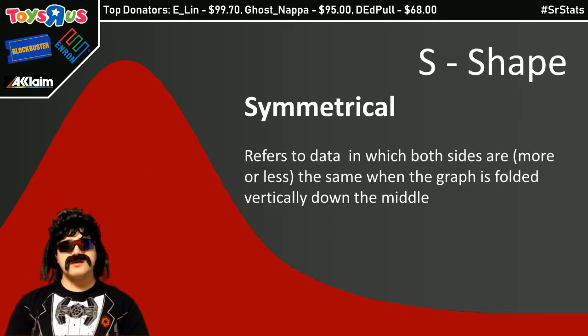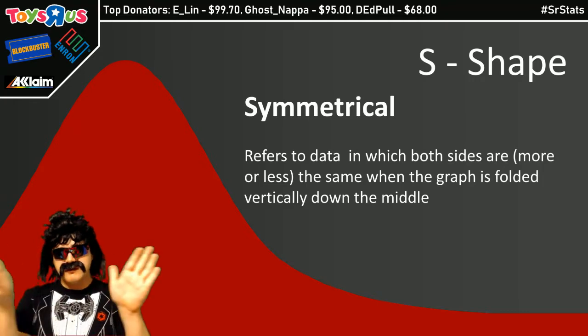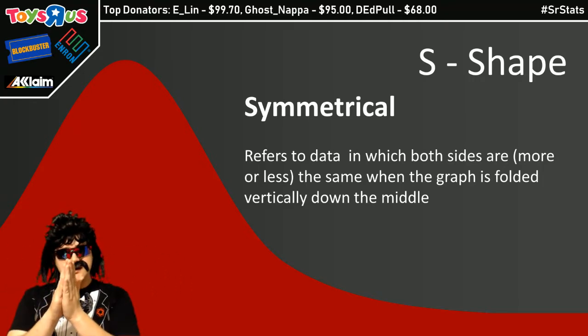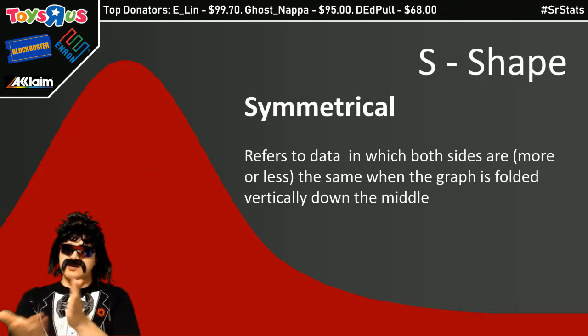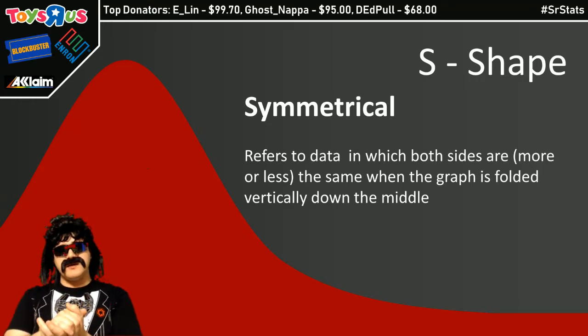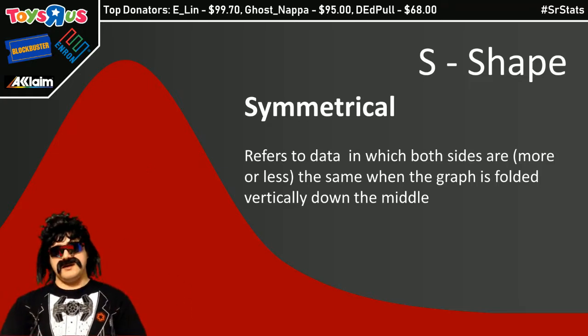So this refers to data in which both sides are more or less the same when the graph is folded vertically down the middle. So basically, if you take a slice of bread and bring it together, you don't want to get another slice of bread out, so you just fold it on itself, you got yourself symmetrical data. Right? So it's the same from both ways.